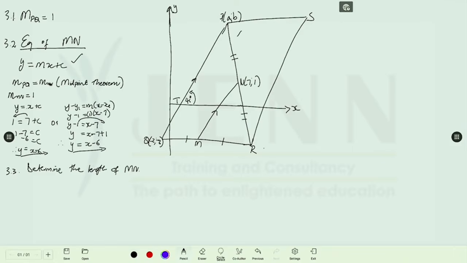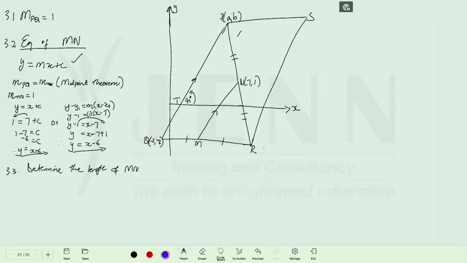We are given that PN is equal to NR, and we are given that MR is equal to QM. That means now NM will be parallel to what? To PQ. From where? From grade 10 midpoint theorem. So we are looking for MN.